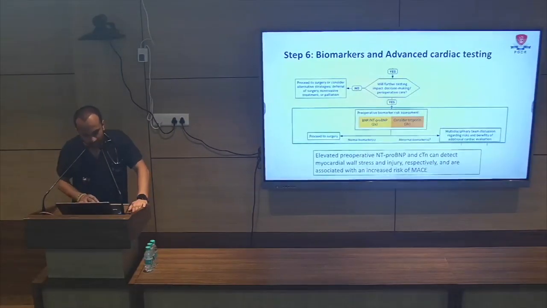As we said, we have to go for further testing in the form of biomarkers, which are NT-proBNP, BNP, and cardiac troponins. Because these, when elevated more than 100 picogram per milliliter, have an independent chance of causing all-cause mortality and major adverse vascular events. If the biomarkers are normal, we can go for the surgery, but if not, then a multidisciplinary discussion is needed.